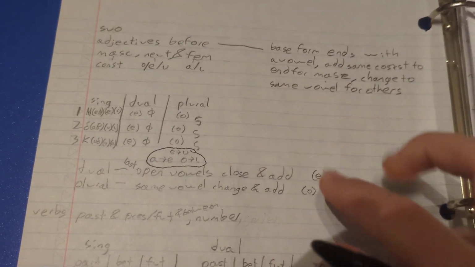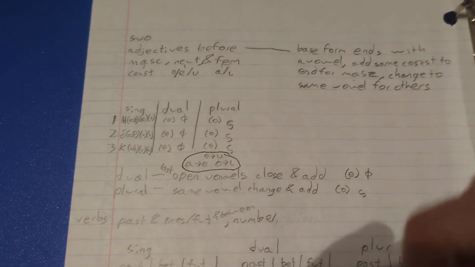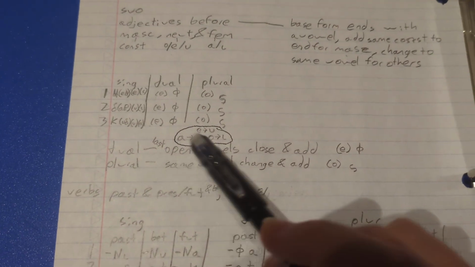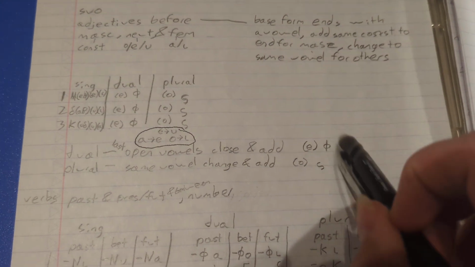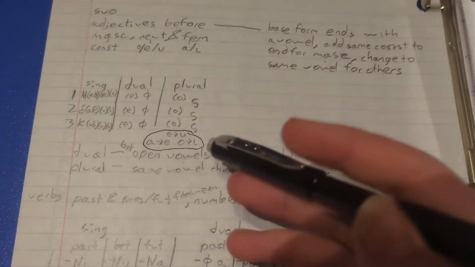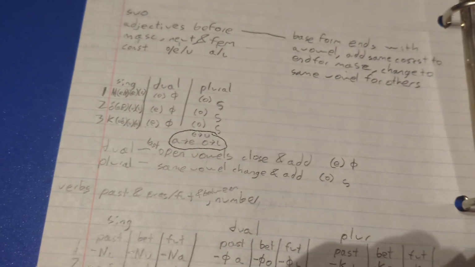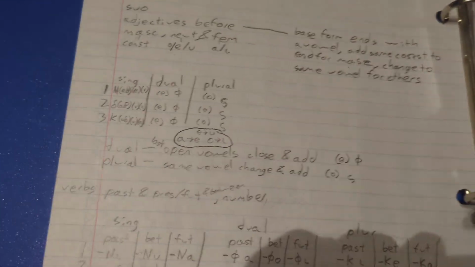Now, I said open vowels close. Not really. It's just these three rules: A to A to U, and O to E. And add this at the end. That was inspired by what I've seen of Greek. They like the vowel changes, and I like the vowel changes, so good. Verbs.